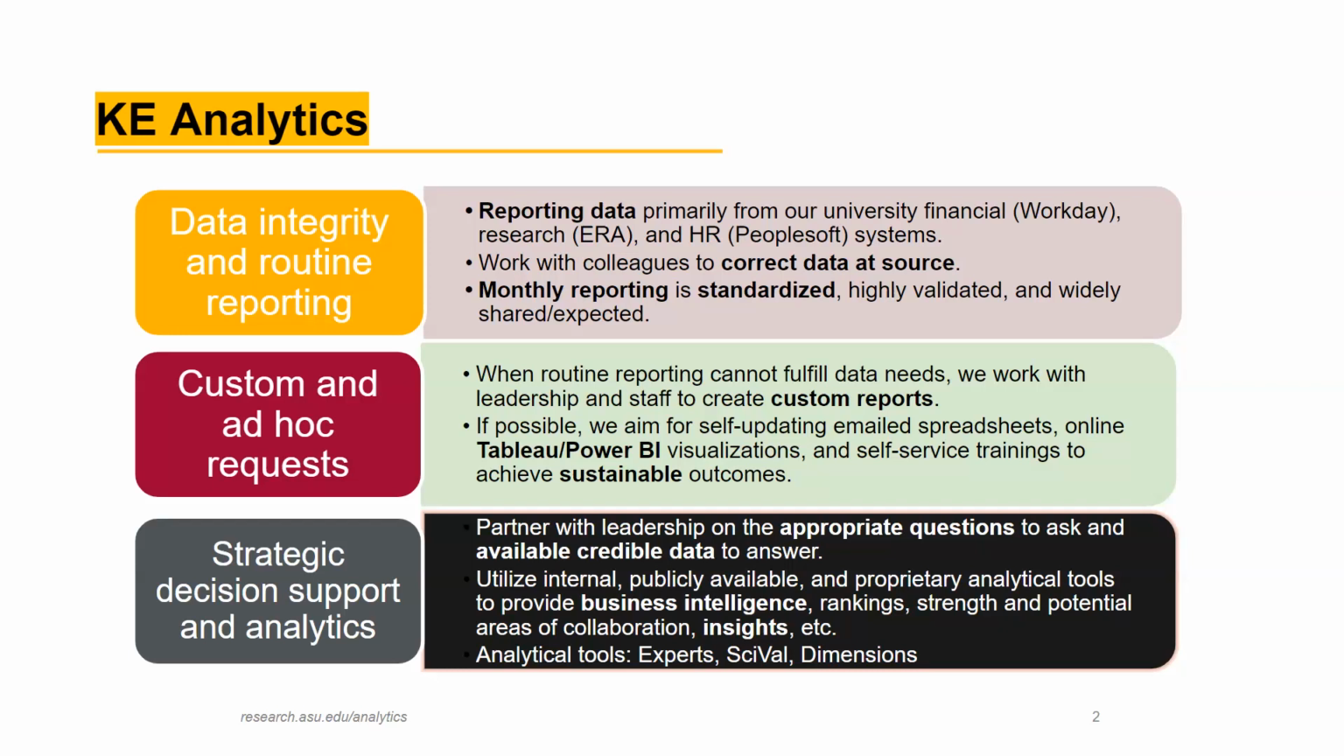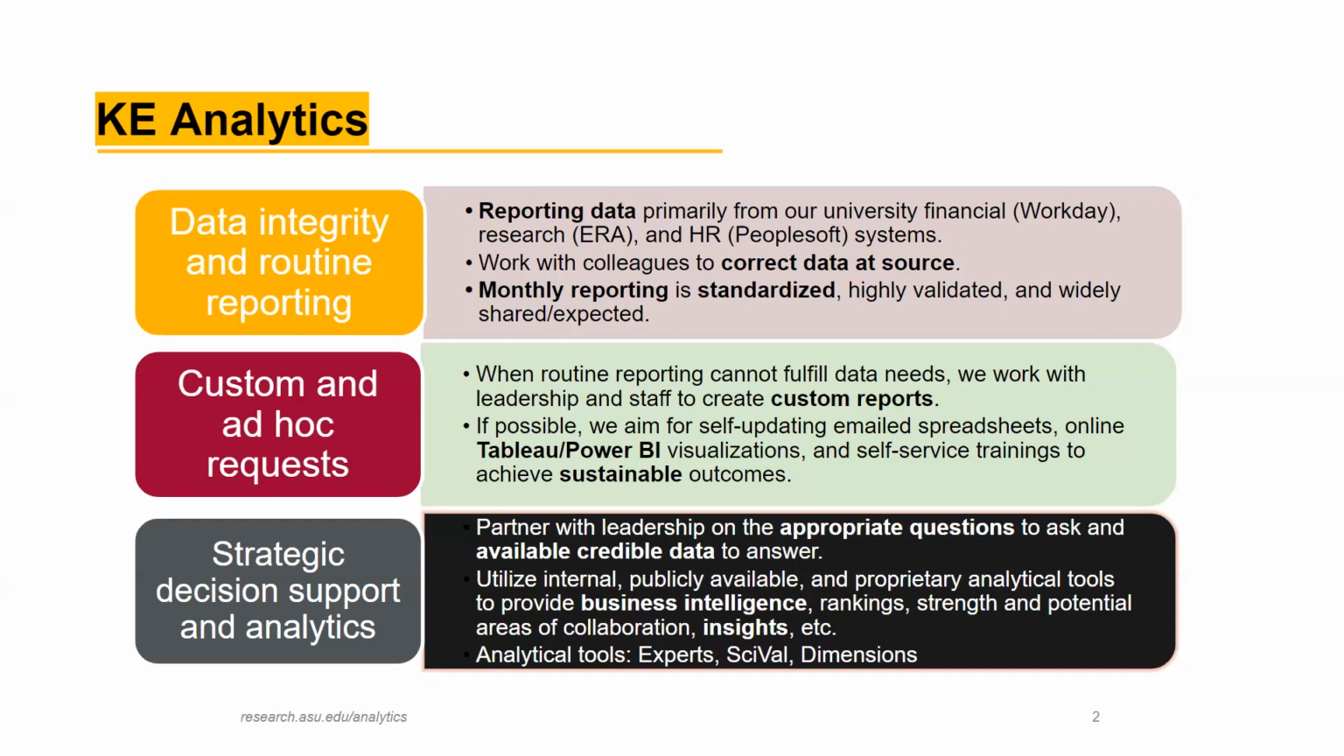Our data falls into three buckets. First is what we call our monthly, routine reporting. This is where we take data from the Workday financial system, our enterprise research administration system, and PeopleSoft. We combine the data. It's highly validated. It goes through an auditing process where we find discrepancies that may have occurred in past months. Hopefully not, but occasionally things can change historically, so we want to look into those if something does change. We then publish that data monthly.